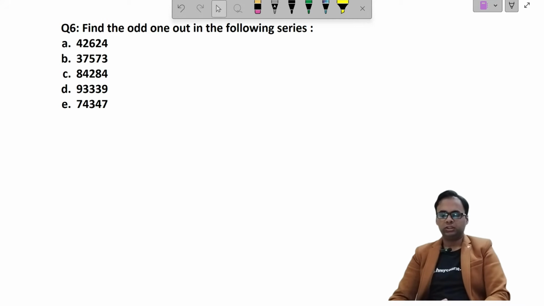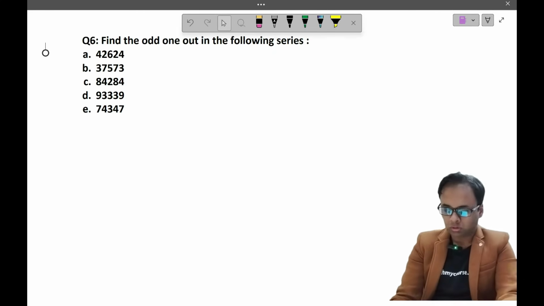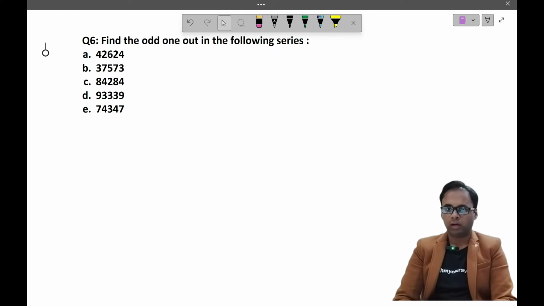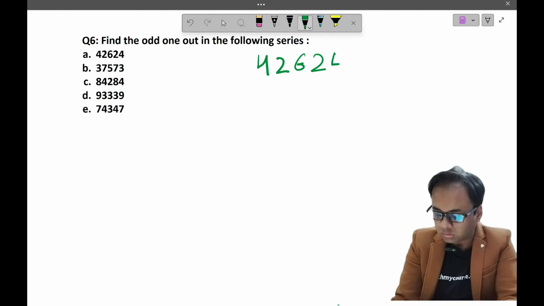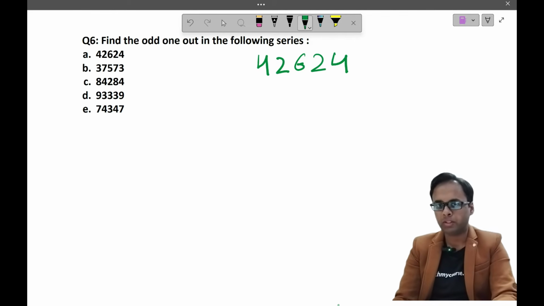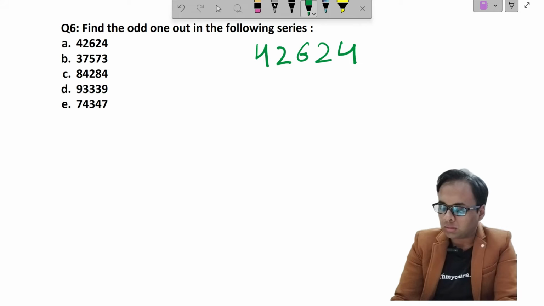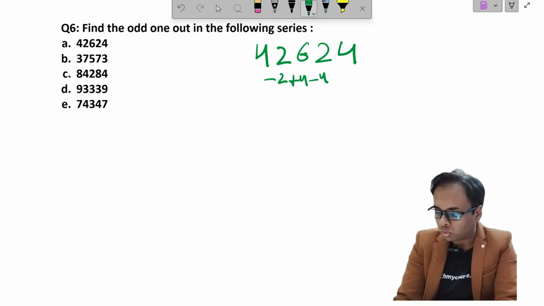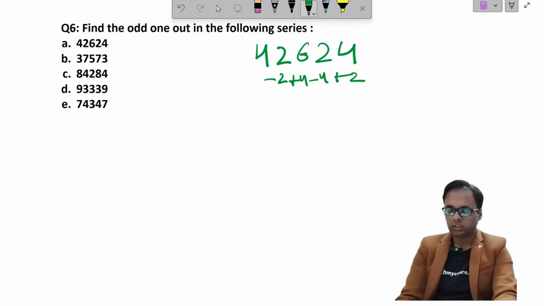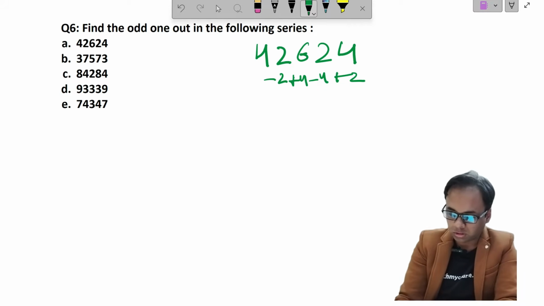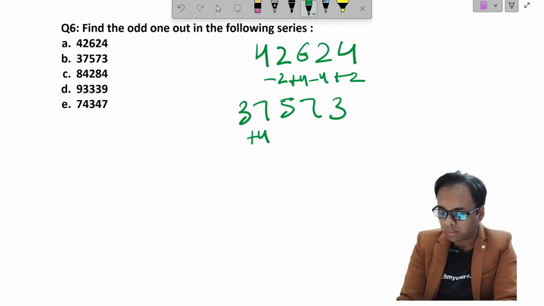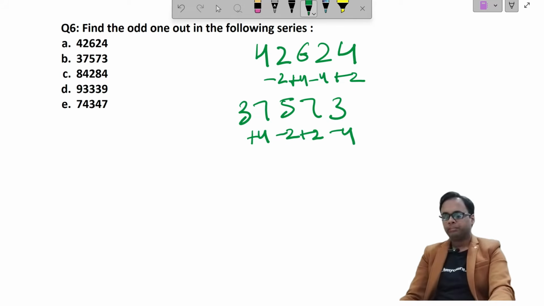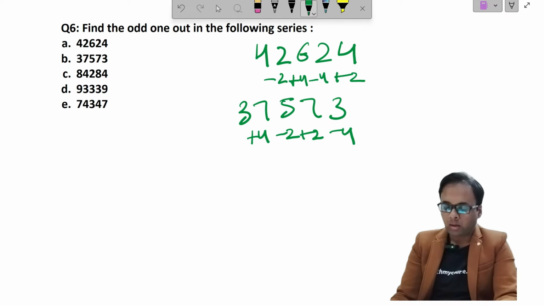Let us see what we can do here. These numbers seem quite big to find the odd one out in the series. If I take 42624, which is the first option, let me try to find some sort of pattern in this, like 4 minus 2 is 2, 2 plus 4, then 6 minus 4, 2 plus 2. I don't see any great pattern in this. Let us see option number B, which is 37573. Try to find plus 4, minus 2, plus 2, minus 4. Still I am not able to find a clear pattern.